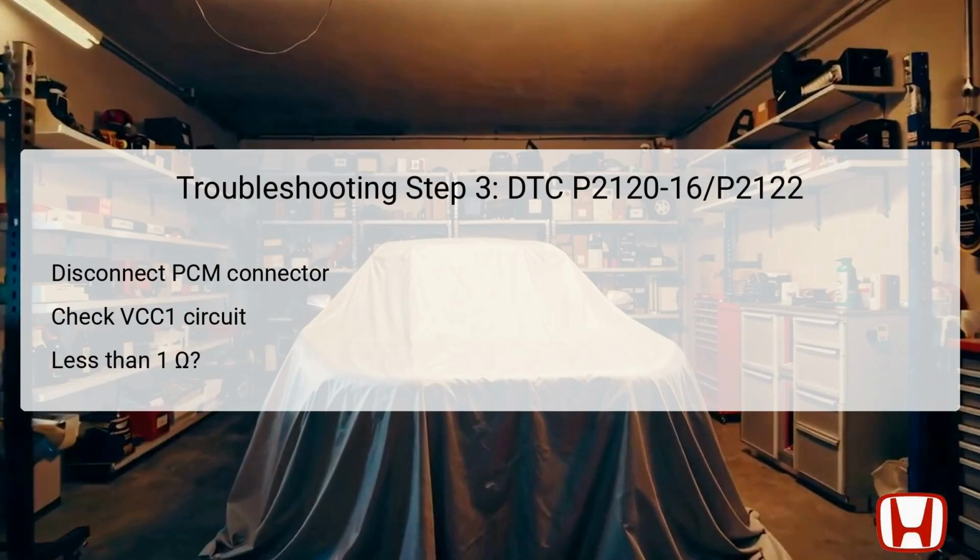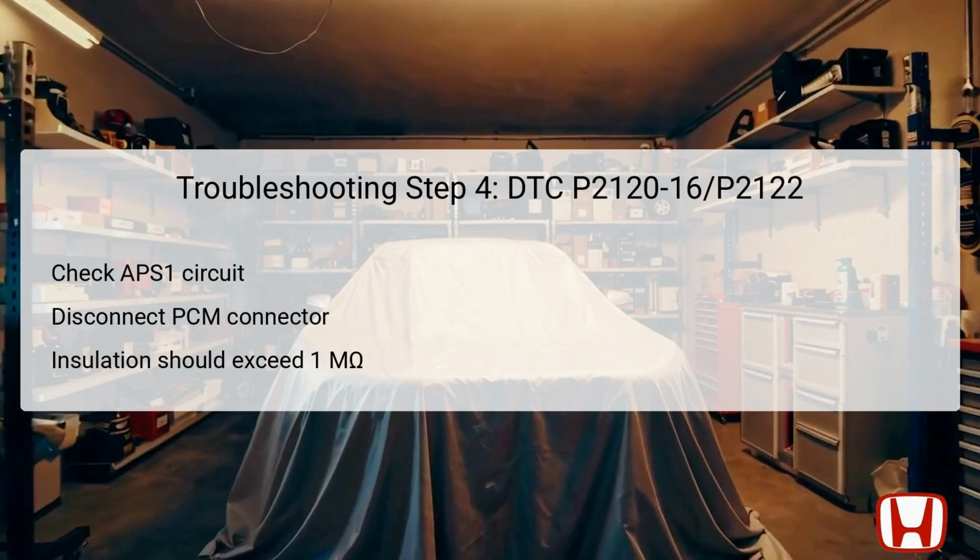The VCC1 circuit, which is responsible for supplying power to the APP sensor, should then be inspected. During this phase, technicians need to measure the resistance in the circuit. Normal conditions dictate that there should be less than 1 ohm of resistance detected. If the resistance measurement is significantly higher, this indicates an open wire or a fault within the circuit that requires addressing, which could lead to low voltage readings.